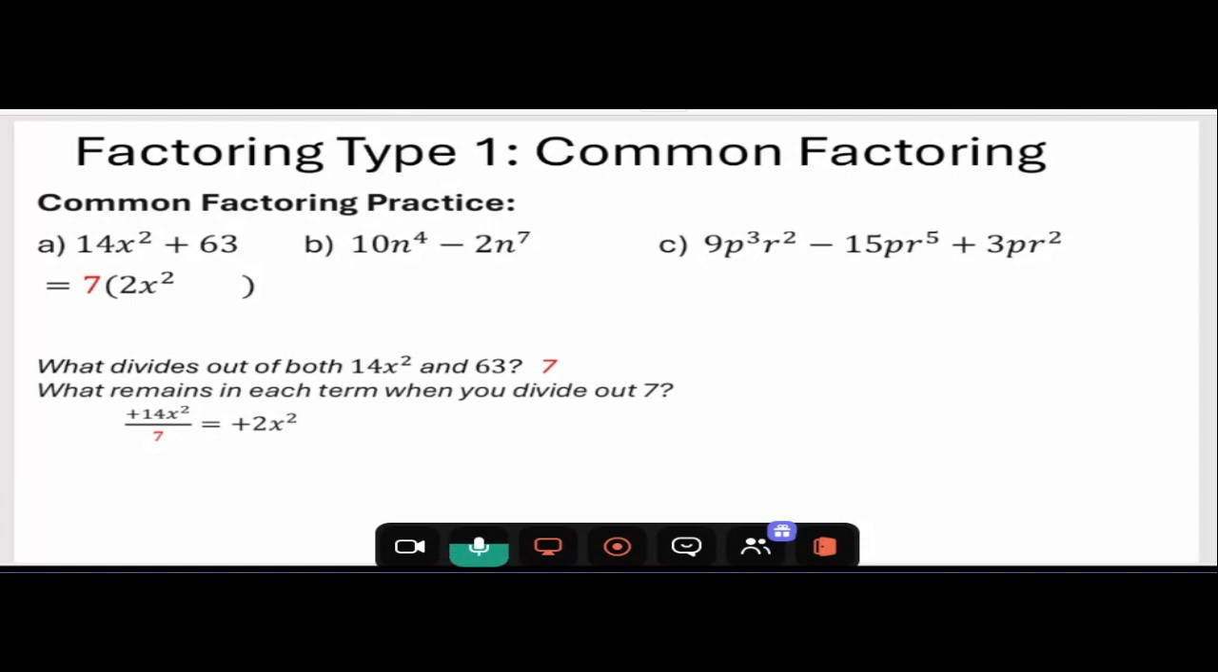And I'm going to divide the 7 out of the positive 63. 63 divided by 7 is 9. Positive 9. That plus sign I do need to write, right? Both plus signs are there. There is a plus sign right here, but we don't need to show it. But this one absolutely needs to be shown.